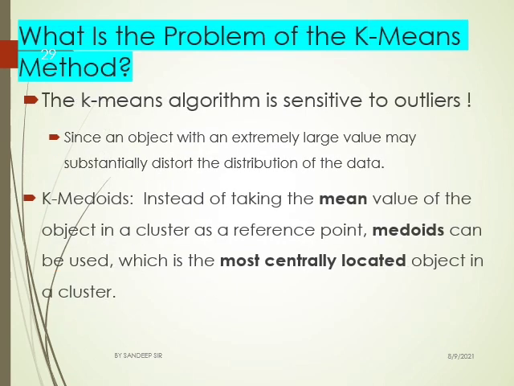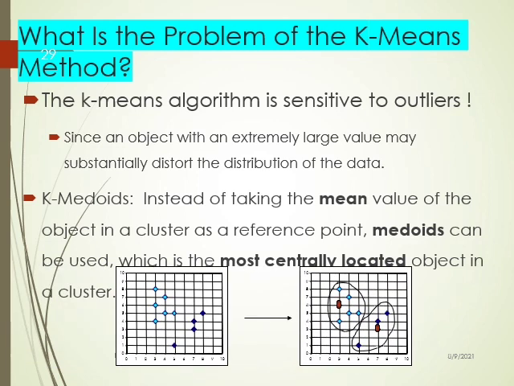So what is the main problem? Instead of taking the mean value of the objects in a cluster as a reference point, medoids can be used, which is the most centrally located. So instead of the mean, we are trying to transform it into the most centrally located object in the cluster. You can see this was the first one, and here, based on the most central location, we have reallocated or created the cluster.